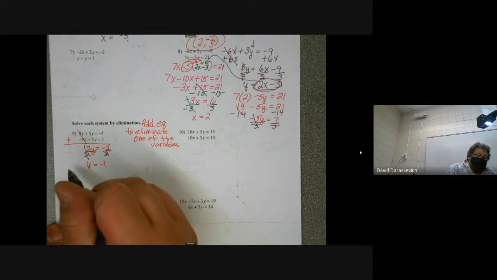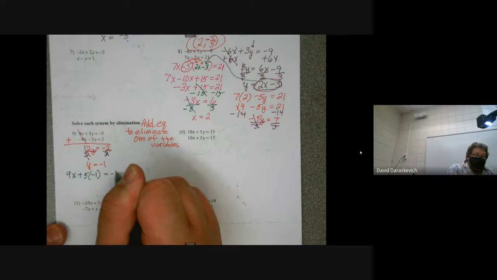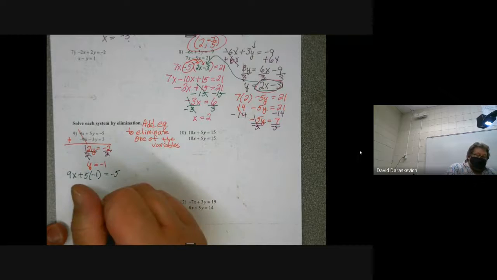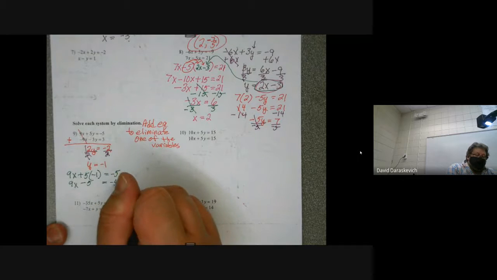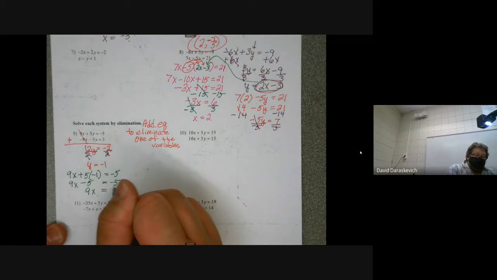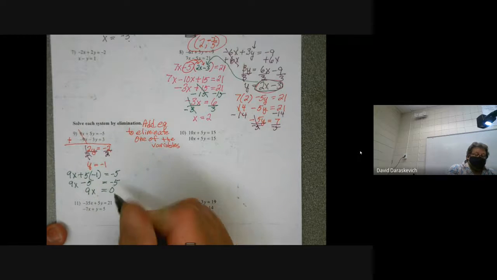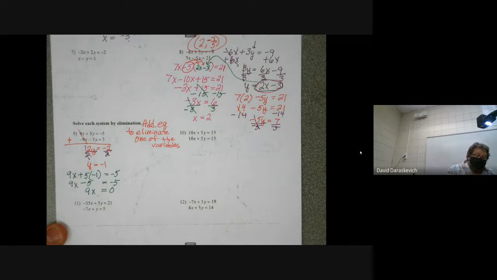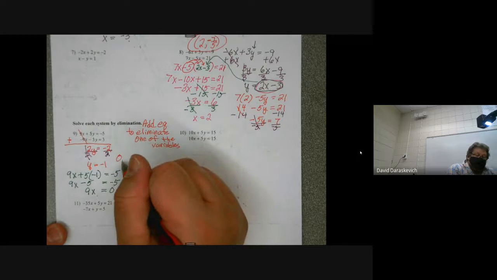I'm going to pick the top one. 9x plus 5. My y is negative 1 equals negative 5. 5 times negative 1 is negative 5. Add 5 to both sides. 9x equals 0. So we know that x is going to equal 0. Okay.